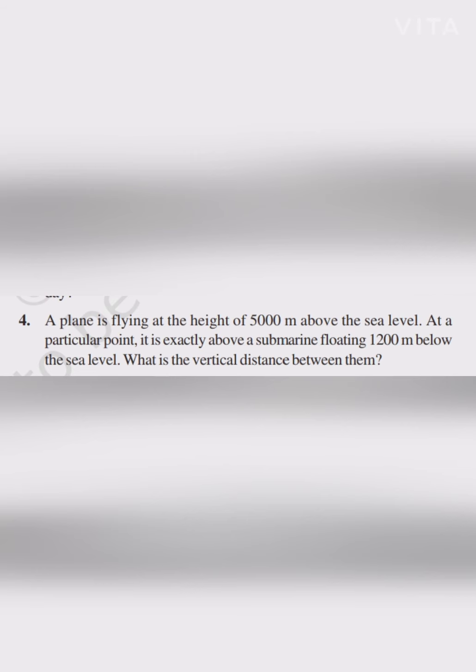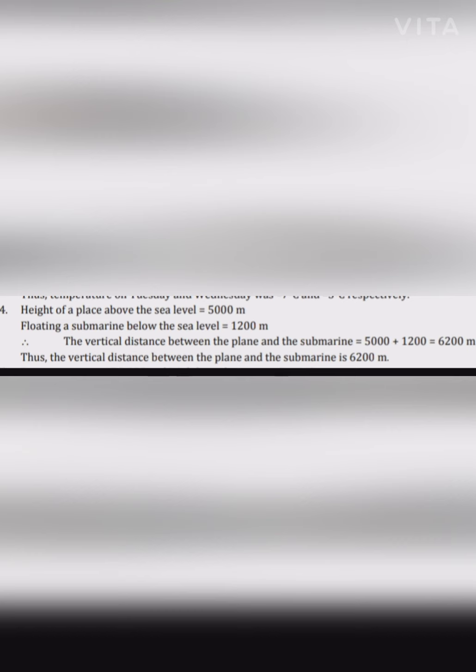Height of a plane above the sea level is 5000 meter. Floating a submarine below the sea level is 1200 meter. The vertical distance between the plane and the submarine will be 5000 plus 1200 is equal to 6200 meter. Thus, the vertical distance between the plane and the submarine is 6200 meter.